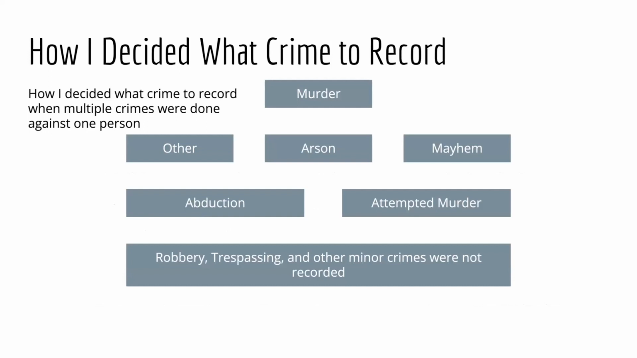This is just a little hierarchy I made so you can understand a little more. But basically, if the victim dies, I always recorded murder, and if one of these happened, even if someone was abducted, I recorded this one anyway.